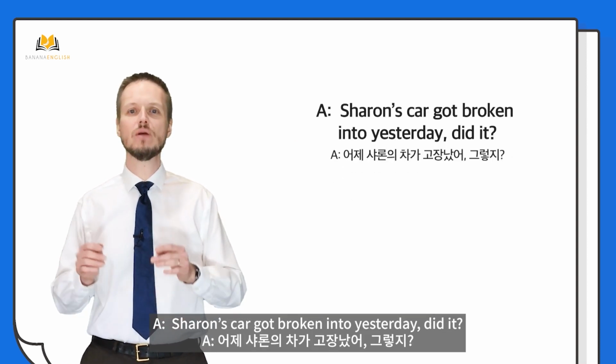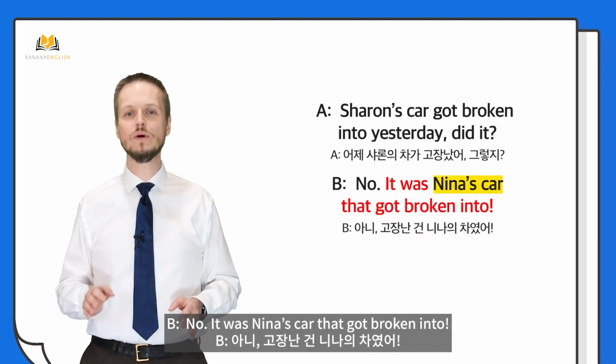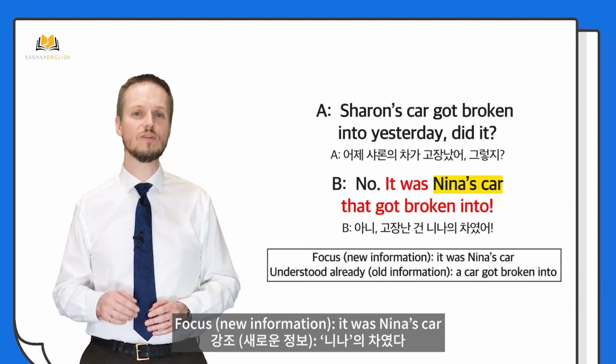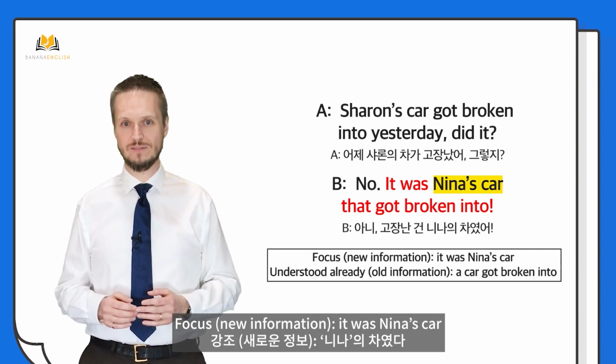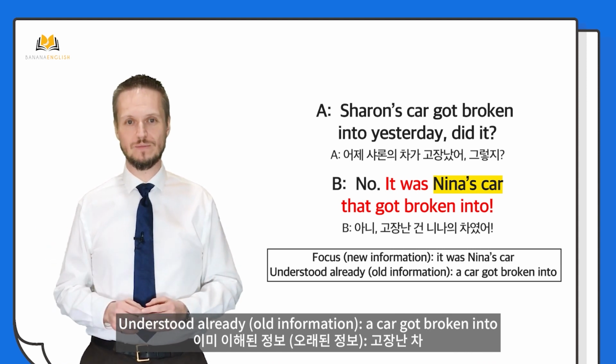A. Sharon's car got broken into yesterday, did it? B. No, it was Nina's car that got broken into. Focus, or new information: it was Nina's car. Understood already, old information: a car got broken into.